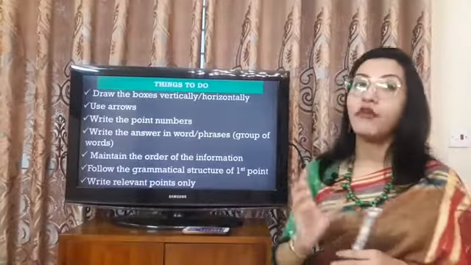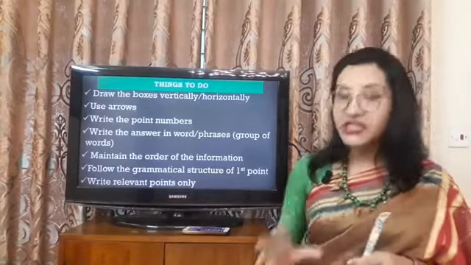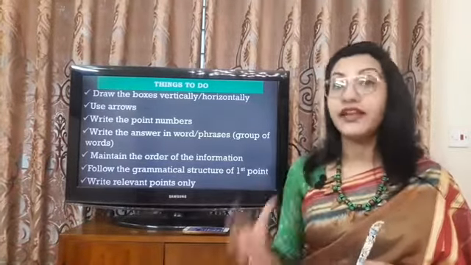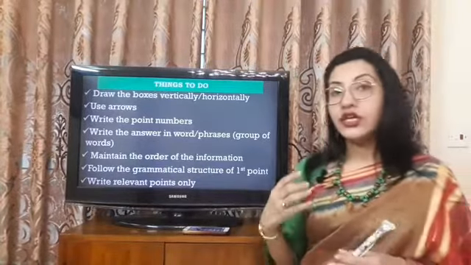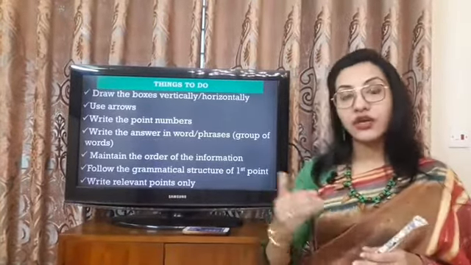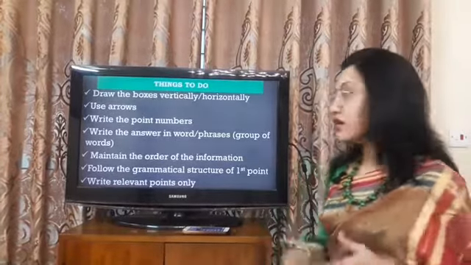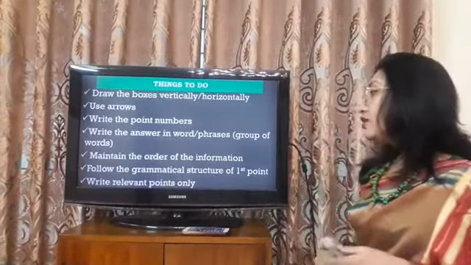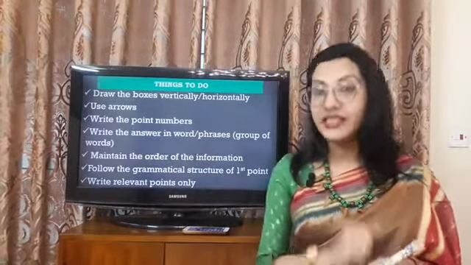ফ্রেজ ইজ আ গ্রুপ অফ ওয়ার্ড। ফ্রেজে কি থাকে, একটা গ্রুপ অফ ওয়ার্ড থাকে। দেয়ার উইল নট বি এনি সাবজেক্ট, দেয়ার উইল নট বি এনি ফাইনাইট ভার্ব ইন আ ফ্রেজ। মেনটেন দ্য অর্ডার অফ দ্য ইনফরমেশন। যে ইনফরমেশনটা প্যাসেজে যে অর্ডারে অর্থাৎ যে ক্রমানুসারে দেওয়া থাকবে সেই ক্রমানুসারে আমরা অ্যান্সারটা fill up করব। Follow the grammatical structure of the first point. So the first point will be given by the examiner.